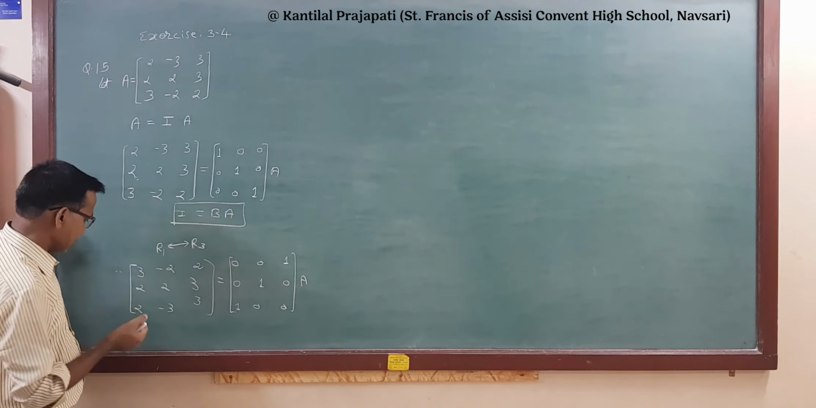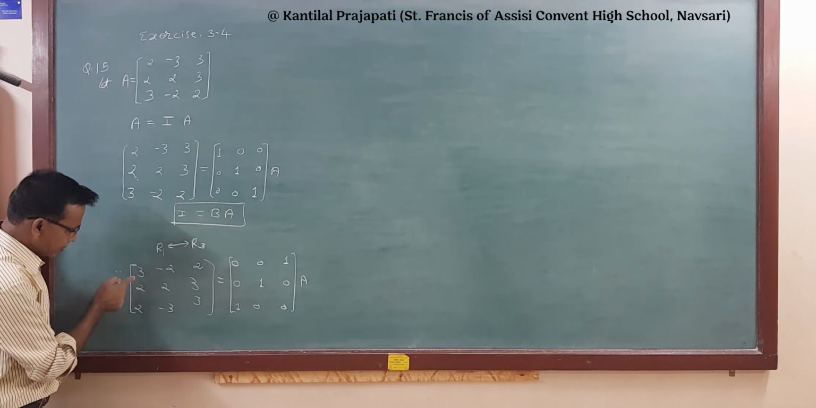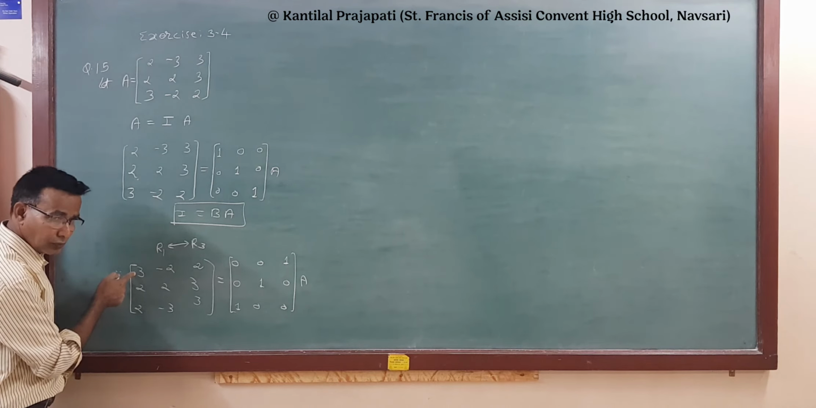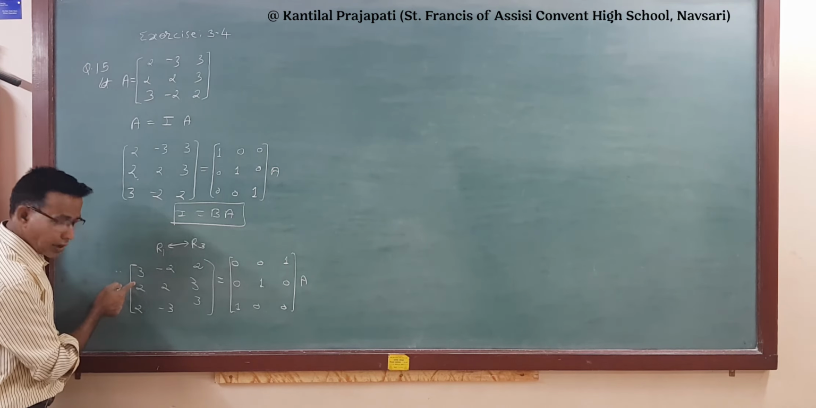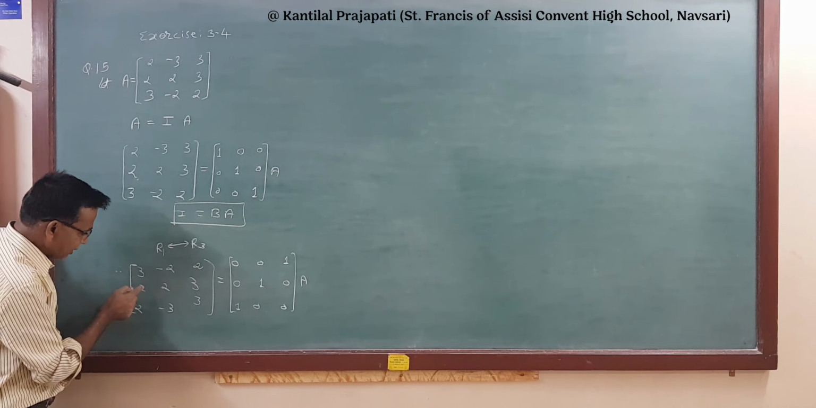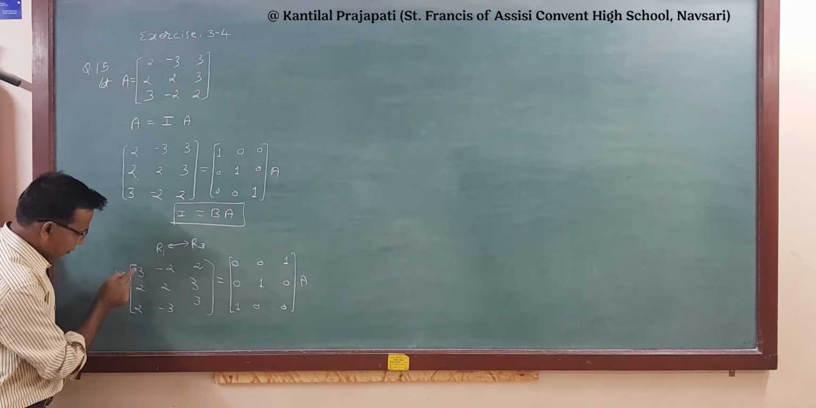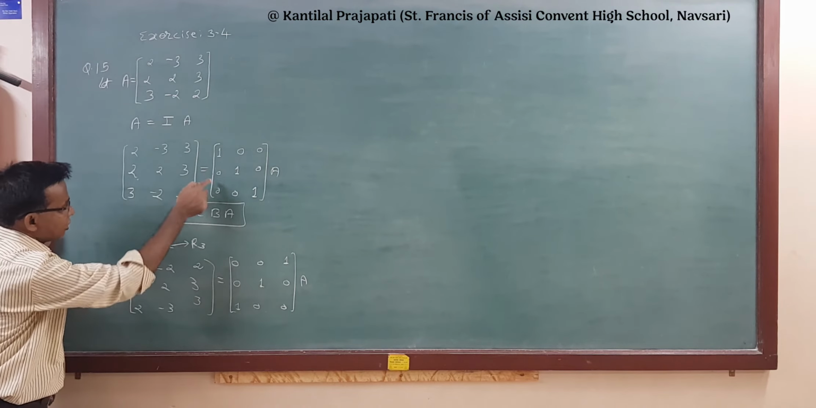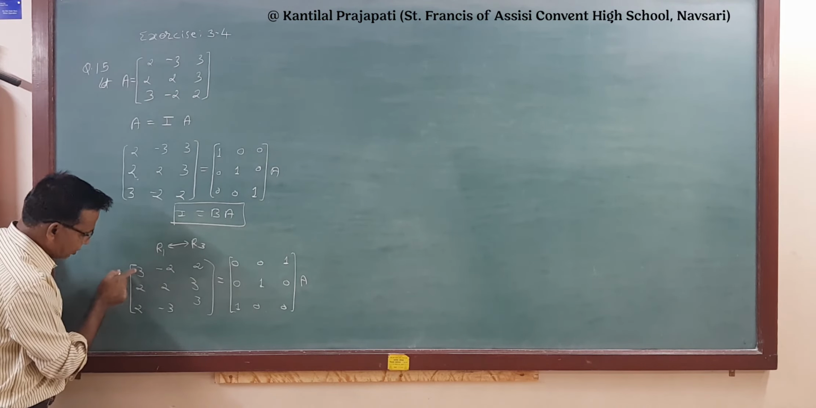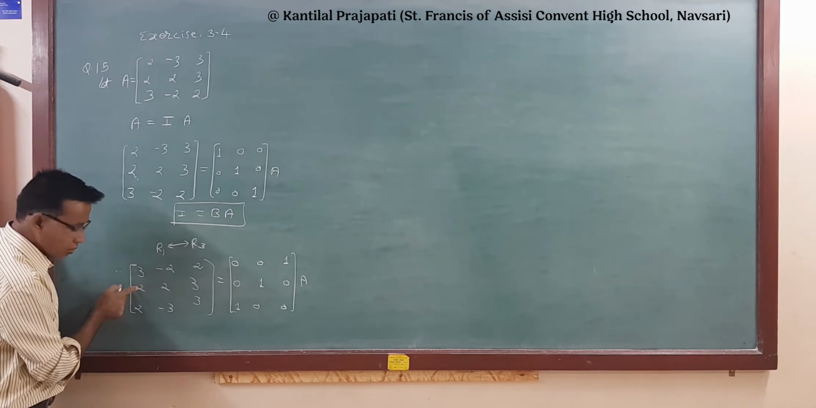Now first we get 1 here, so we subtract 3 minus 2. Right? 3 minus 2, you get 1. Also we require 0 here. Right? 0 here. So what is the first column? 1, 0, 0 is required. So 3 minus 2 is equal to 1, and 2 minus 2 is also 0.